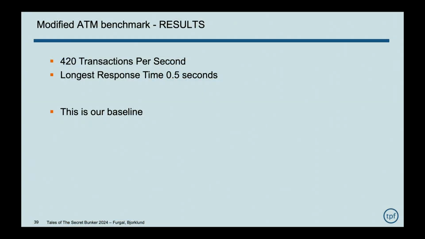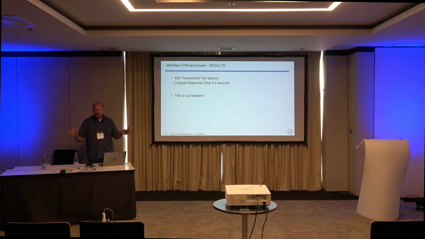So just running this scenario, the TPS I got from this, transactions per second, was about 420. The longest response time, the longest that any of these transactions had to wait, was half a second. So we're going to call this the baseline. This was the ATM with after imaging enabled, OE replication enabled, never hit a peak or high watermark. The replica machine was able to keep up without any problem.